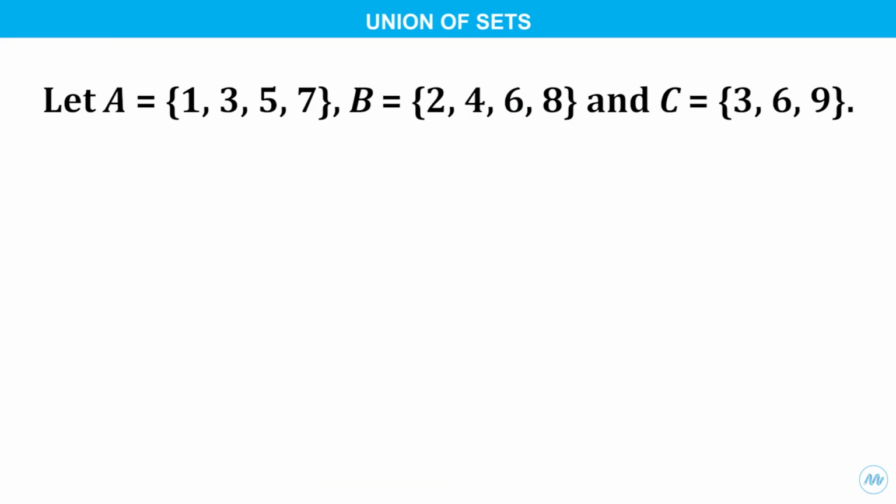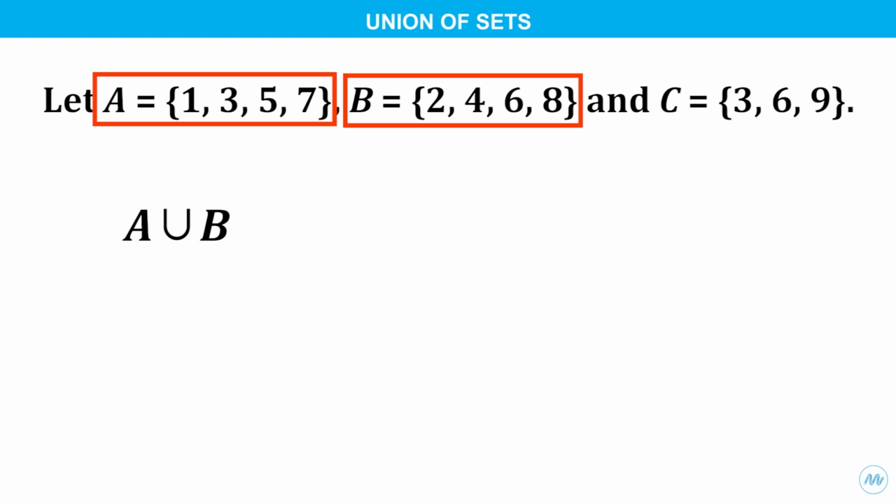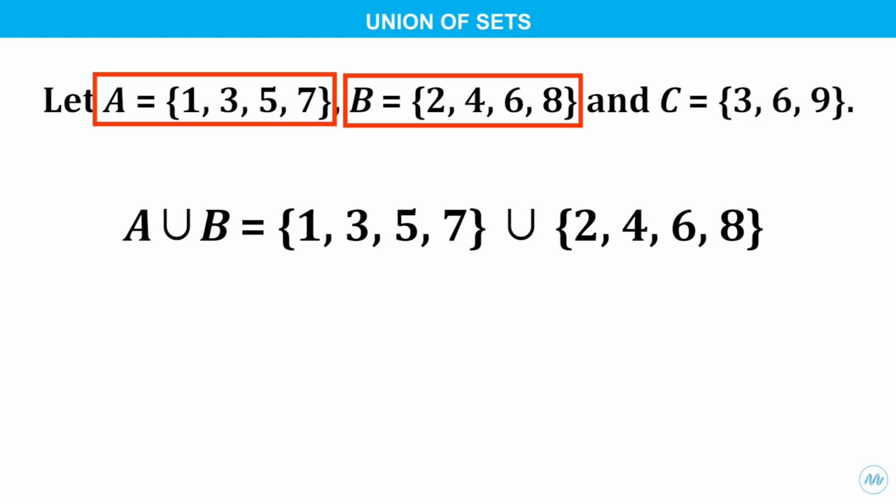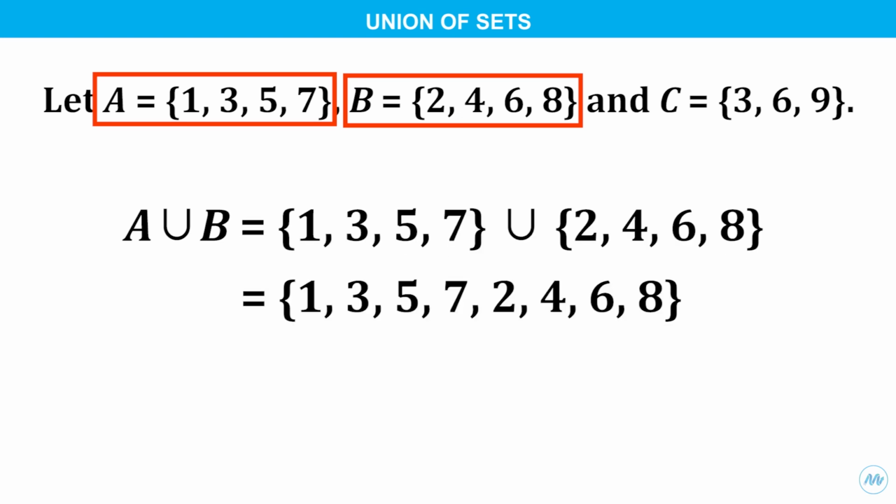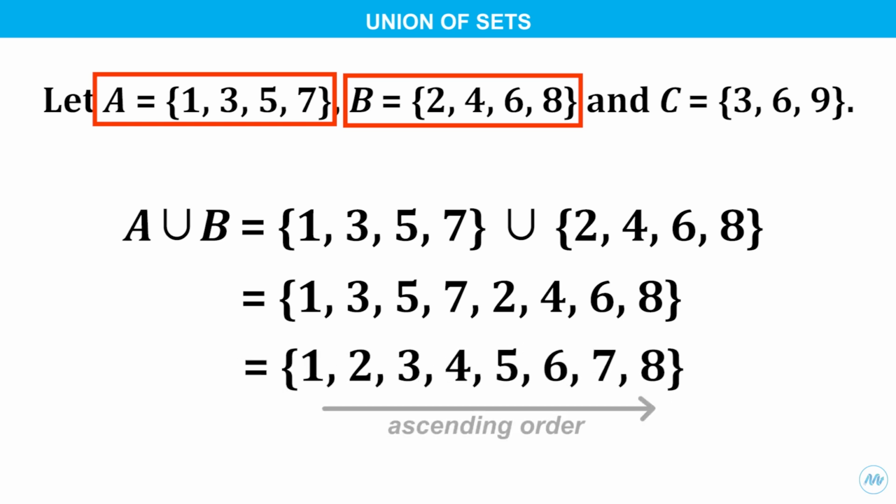Let A be a set whose elements are 1, 3, 5, and 7. B is a set whose elements are 2, 4, 6, 8. And C is a set whose elements are 3, 6, 9. To form the union of sets A and B, we simply put all the elements of the two sets together in one set. Arranging the elements in ascending order will make the solution elegant and in order.